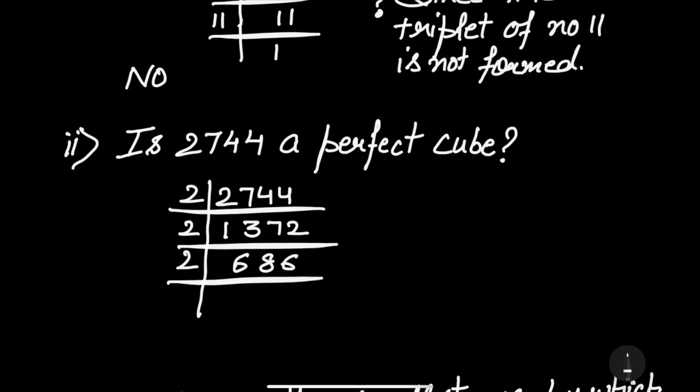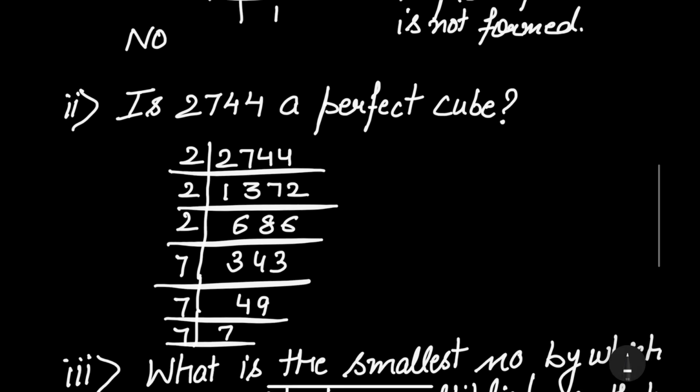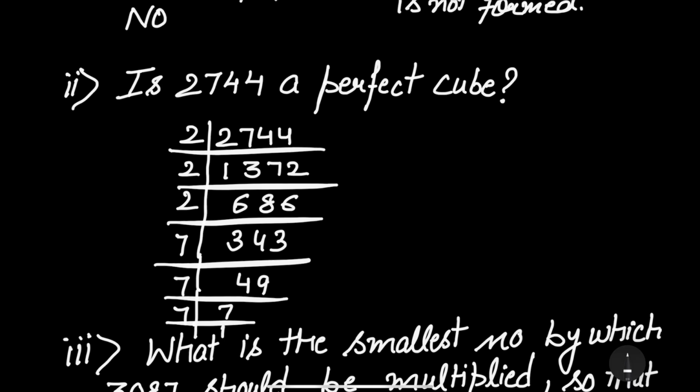So what I will get, 2 3s are 6, 2 4s are 8, 2 3s are 6. After this, on which prime number will it go, 343? Yes, it will go on the 7 table. So 7 and 49 we will get when we divide. Again it will go on the 7 table, 7 7s are 49. Again it will go on the 7 table, and 7 1s are 7.